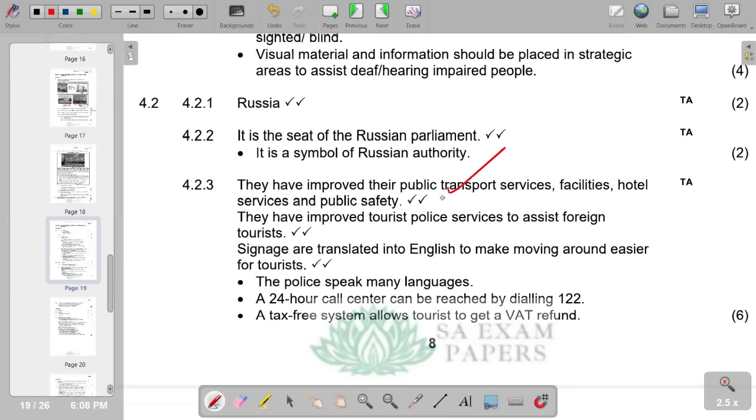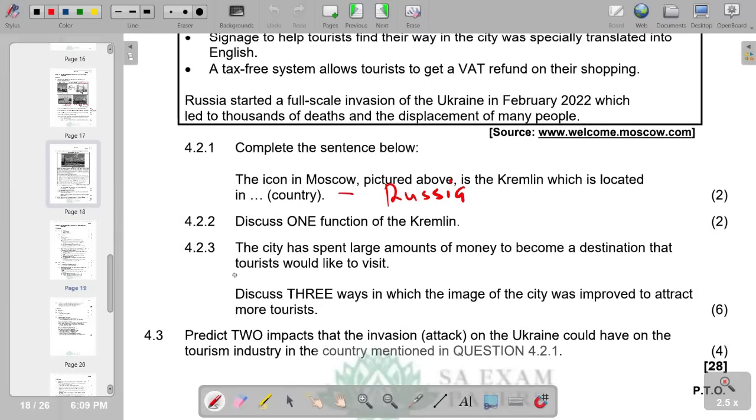They have improved tourist police services to assist foreign tourists. Signage translated into English to make moving around easier for tourists, and police speak main languages. These are some of the points that we can include on that part. And from 4.2.3, we go to 4.3. This is the last part of our question 4.